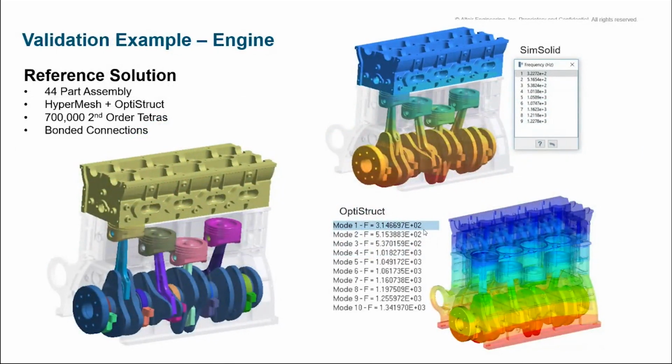And then in terms of, again, a case of an engine, 700,000 second order TETs, bonded connections. Here are the natural frequencies compared with OptiStruct, also close correlation. It hasn't been quoted here, but the benefit being that the solution times are dramatically less than the finite element model equivalent.